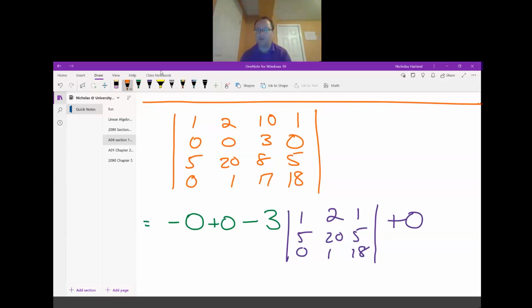Any questions about the first step before we move on? Sure, we could use any row, we could use any column. The question is, which one will make the least amount of work for us? If someone wanted to go along the third row or a third column, we could have done that. I don't know why you'd want to, but it works, and it would end up giving us the same answer.